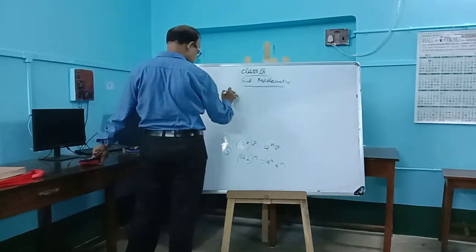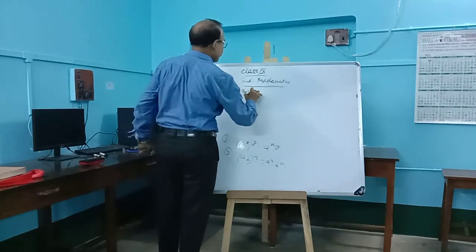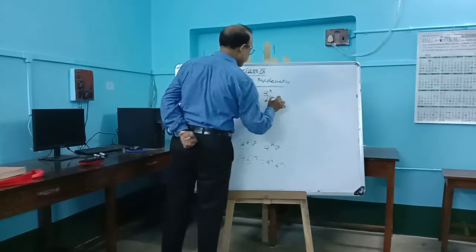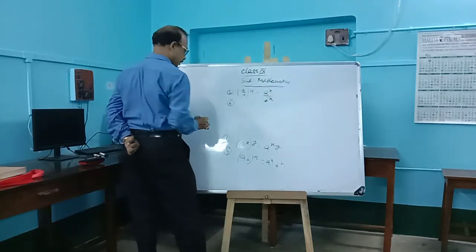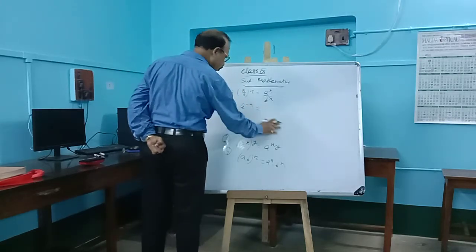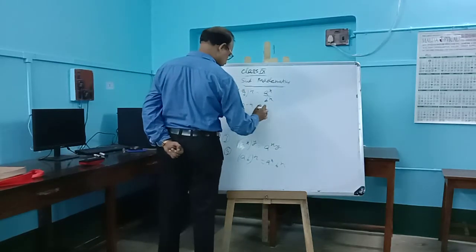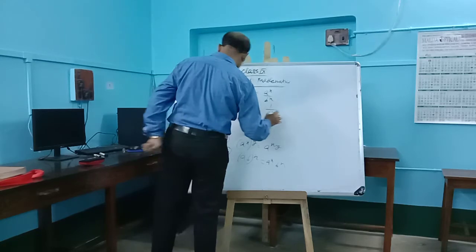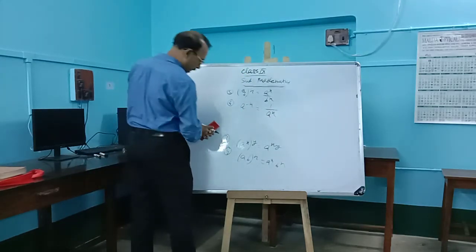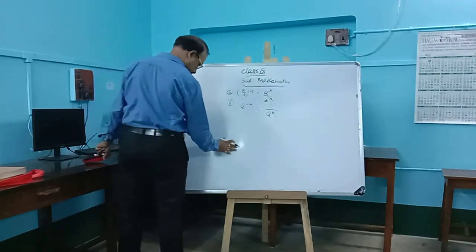Number 5, in the case of division: (a by b) to the power x equals a to the power x by b to the power x. Number 6: a to the power minus x. How to make the power positive in place of negative? We write the reciprocal form, 1 by a to the power x, and this will be a positive power.